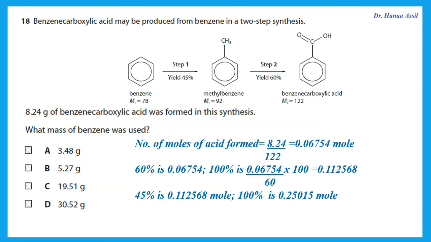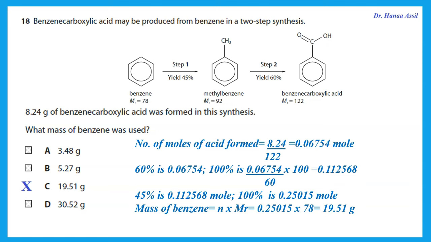Now, going to benzene, the number of moles of methyl benzene that we have, which is 0.112568 mole, is the result of 45% yield. So if we were to get 100%, what would be the number of moles? That would be the number of moles of benzene we started with. Get the mass, number of moles times Mr. So the mass of benzene that we start with has to be 19.5 grams.